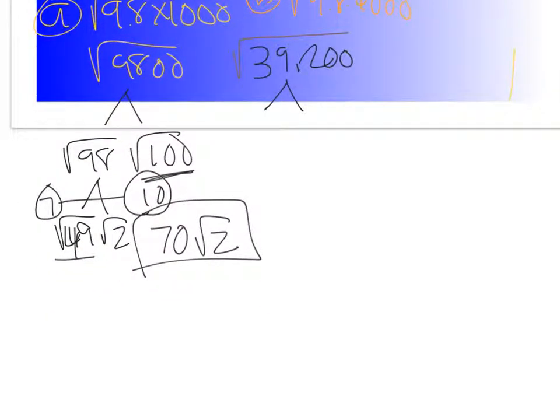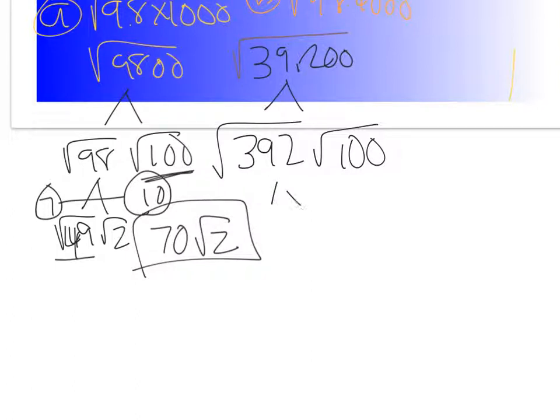So again, when I split this, I want to go 392 and 100. Okay, so 392, now I got to start playing around a little bit, seeing what can divide that. You can try some perfect squares and see what works. So 392 can be split into the square root of 196 and the square root of 2.